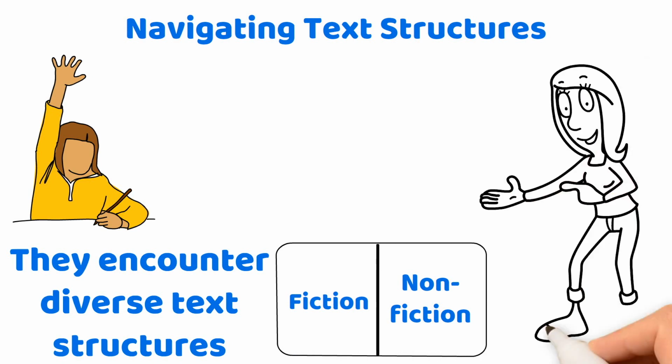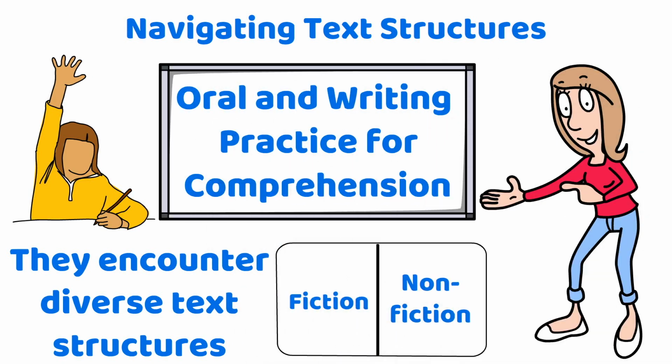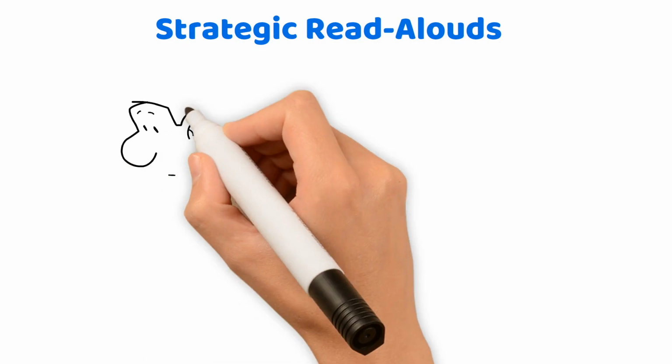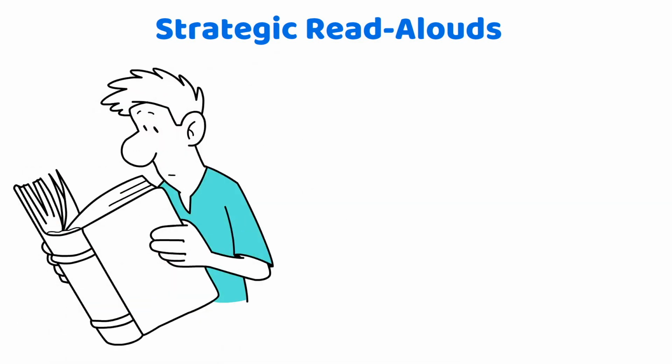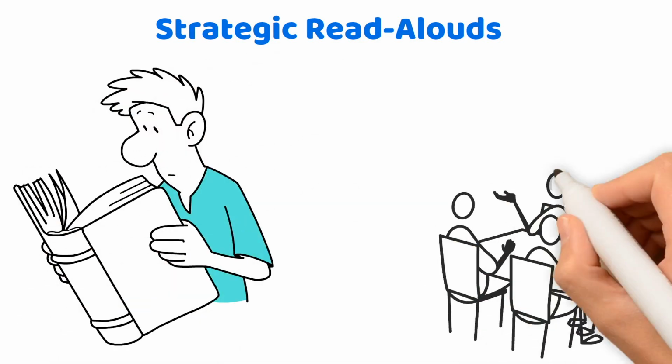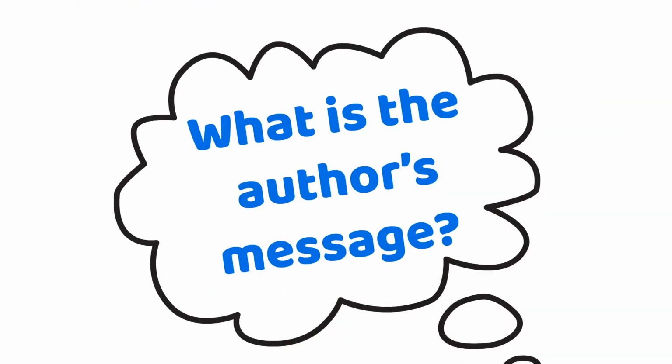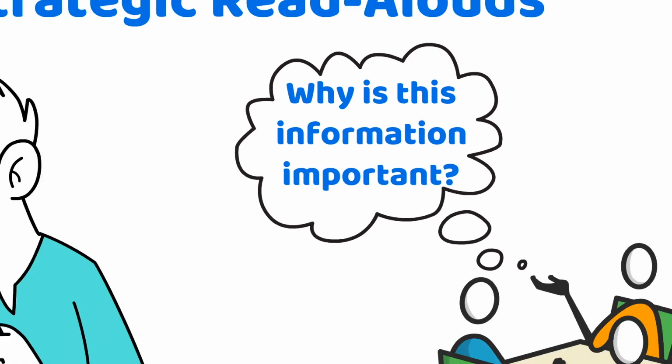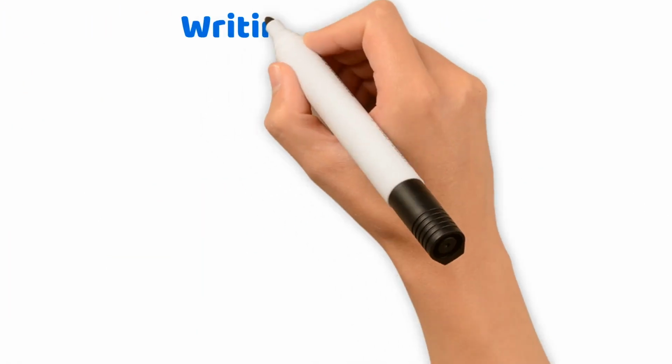Now, let's get you prepped all about oral and writing practice for comprehension. Strategic read-alouds. This technique involves reading a text aloud and discussing it strategically to enhance understanding. Questions like, what is the author's message? Or, why is this information important? Help deepen comprehension.